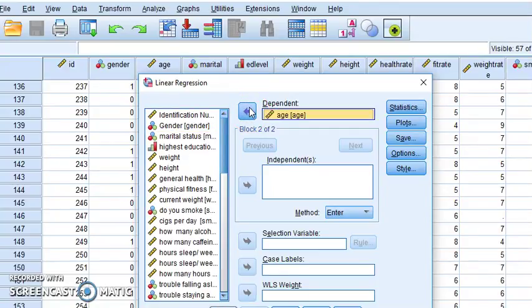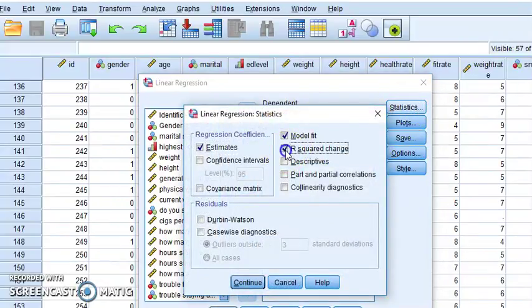Now we're going to run a couple of models. For the first model, we are just going to use weight, and then we are going to put in both weight and height to see if using both helps us predict age better. Now if we go up to Statistics, we're going to want to click a lot of these, and I'll explain when they come up in our output why they're important.